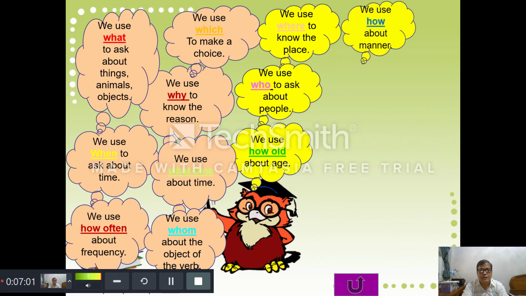Then we use how when we talk about manner. Like how do you go to school? I go to school by car. I go to school on foot. Okay, you ask how. How do you go to the supermarket? Oh, I'm a rich man. I go to the supermarket by a helicopter.